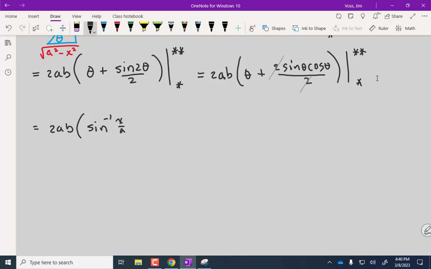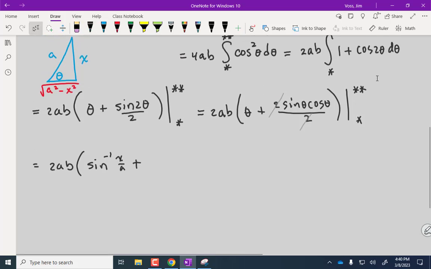So then we're over at that part right there. Sine of theta is x over a. Cosine of theta is adjacent over hypotenuse, so that's the square root expression over a: square root of a squared minus x squared, all divided by a. Back to our original limits, 0 to a.